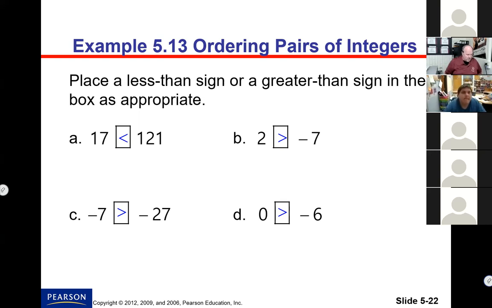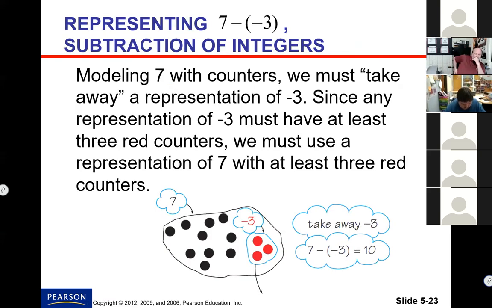Now you can also, oh, sorry, that was all ordering pairs and answers. Okay, so what do we have left just before? 1, 2, 3, 4. We have 5 more slides, and then we'll do some activity. We'll do some work here. That was all addition. Let's talk about subtraction.